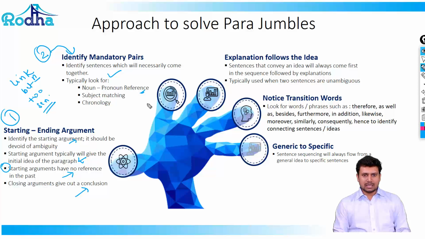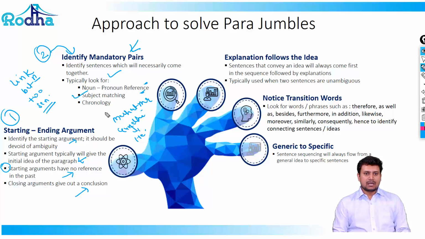For example, if I say, Mahatma Gandhi was instrumental in India's freedom against the Britishers. Let's say that's the noun reference of Mahatma Gandhi. I can have another sentence which says, he was also called the father of the nation. In this case, you saw that the name Mahatma Gandhi was referenced as he in the next sentence. So noun pronoun referencing is a major indication of sentences which can be together and therefore become a mandatory pair.